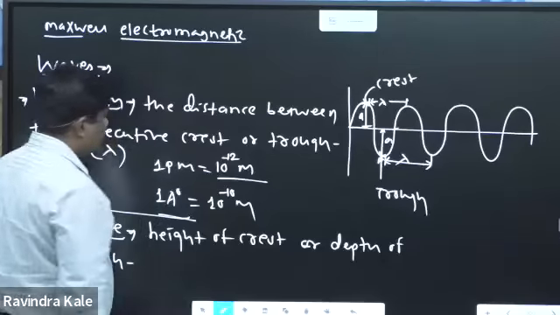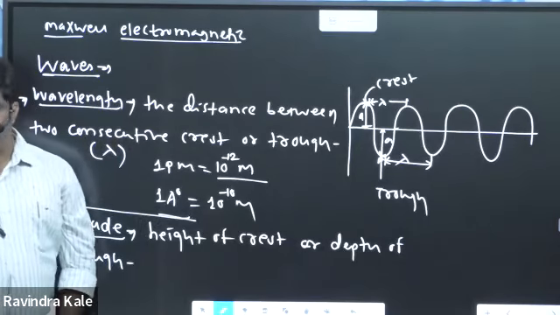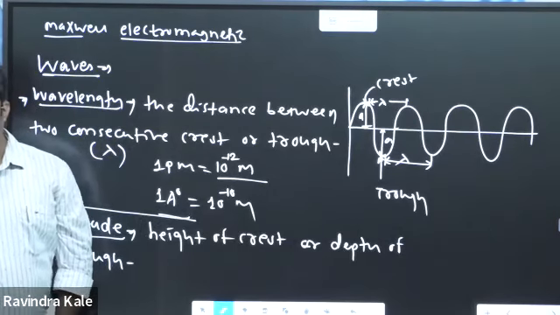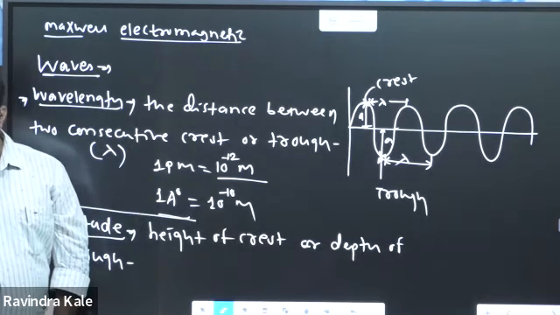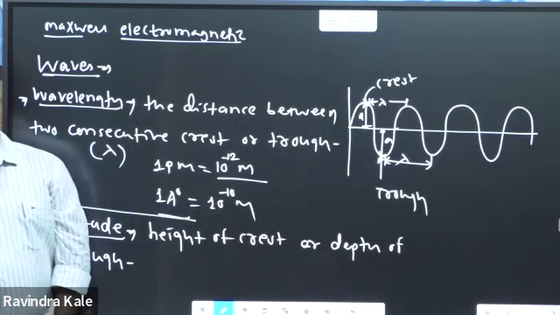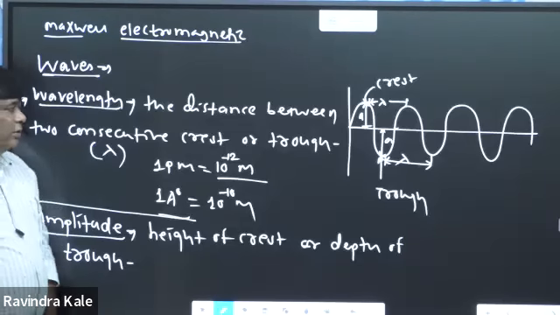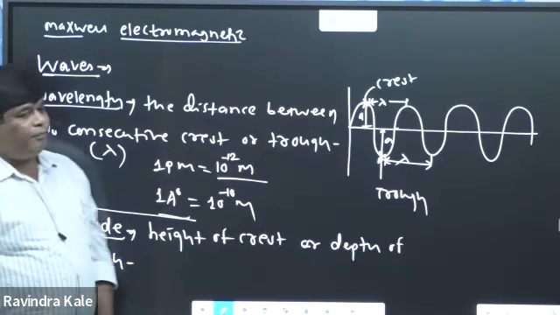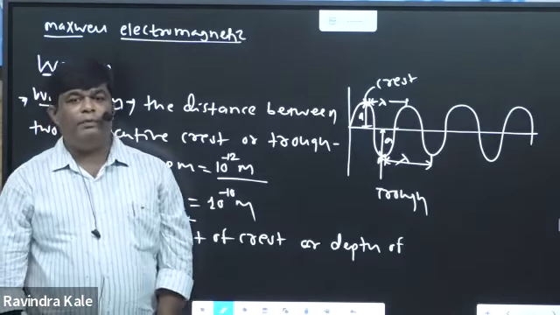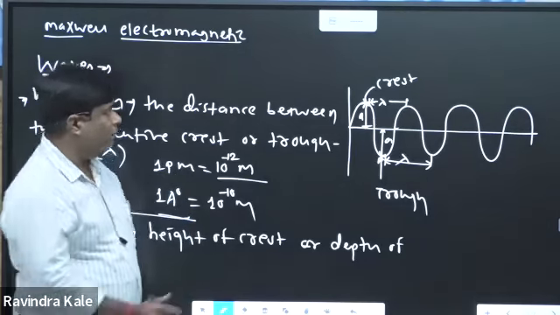Then you know the wavelength, you know the amplitude. Then what is the meaning of frequency? What is the meaning of frequency and what is the meaning of velocity? So frequency, what is the meaning of frequency? The number of waves passing through a reference point in 1 second is called the frequency.